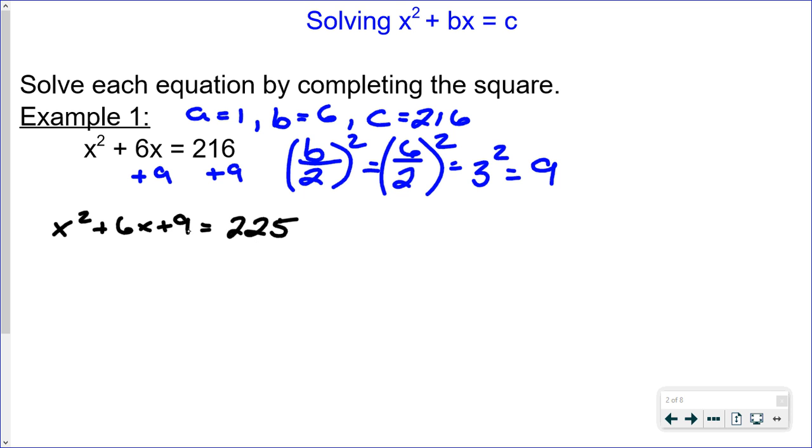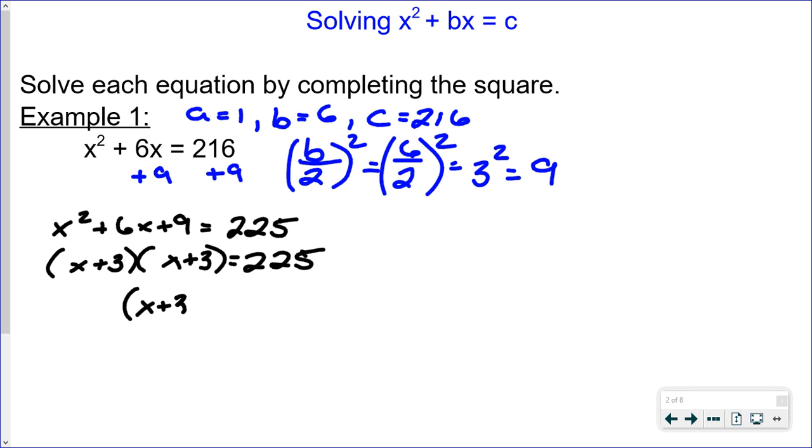All right, now you want to factor the left side of this. So this is a trinomial. You're looking for two numbers that multiply to 9 and add to 6. And so that would be 3 and 3. 3 times 3 is 9. 3 plus 3 is 6. So we're going to factor this to x plus 3 times x plus 3 equals 225. Now keep in mind, this can be simplified to x plus 3 to the second power equals 225.